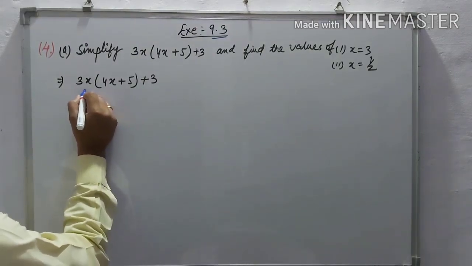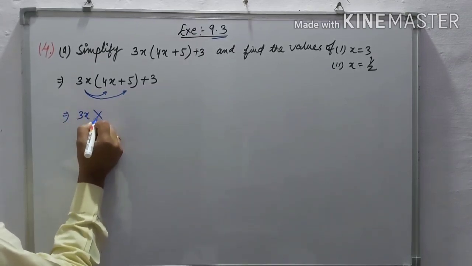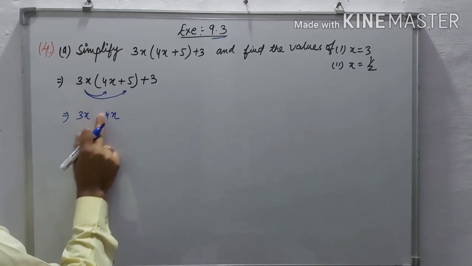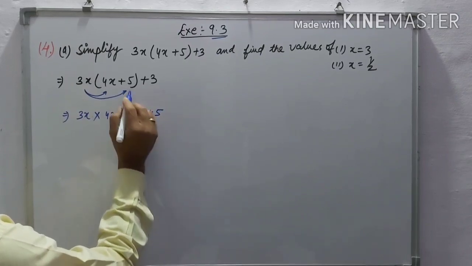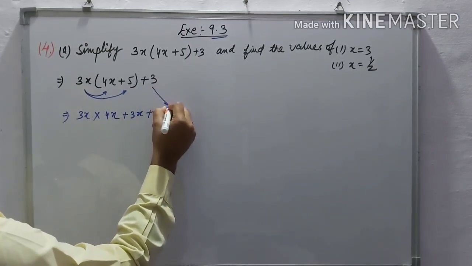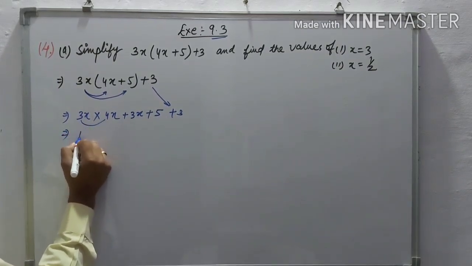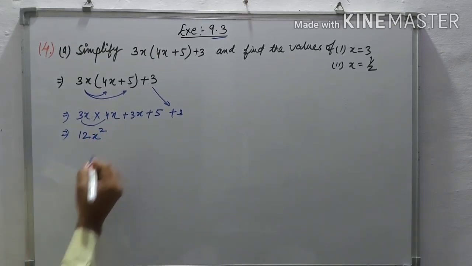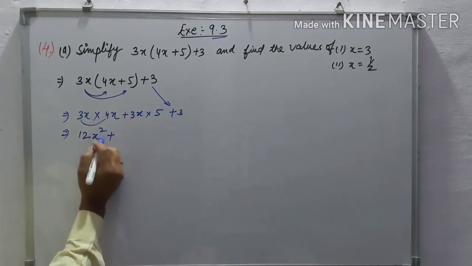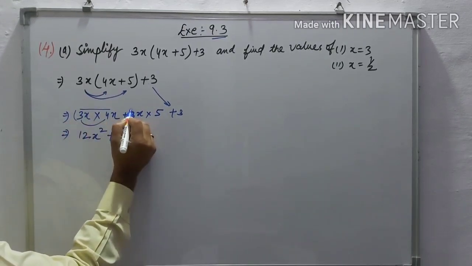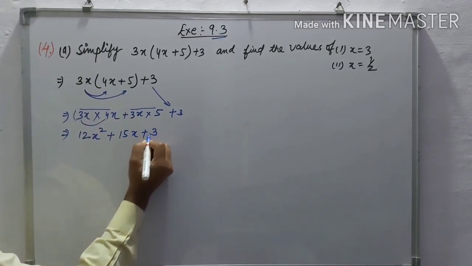First open the bracket, the first part and then the second. So you multiply 3x into 4x, and plus 3x into 3, and plus 5 into 4x, and the additional part of 3 is the same. Okay, this is equal to 3 times 4 is 12x square plus, here we multiply the first part and this is the second part. First we will multiply 3 times 5 is 15x and plus the additional 3.